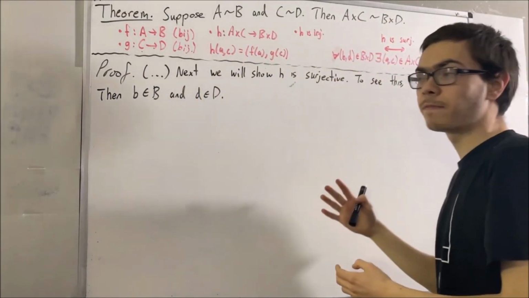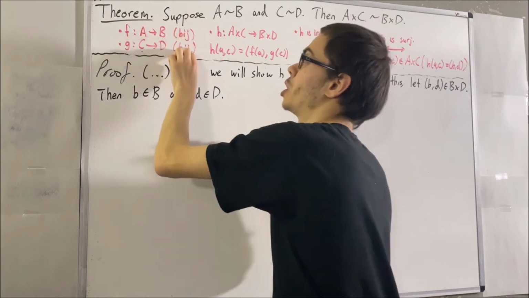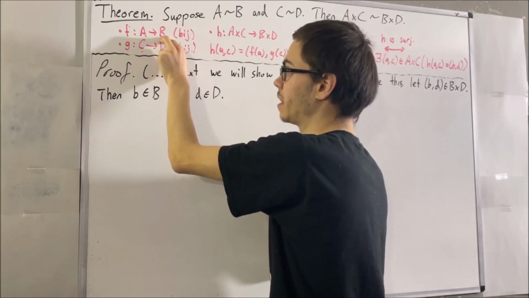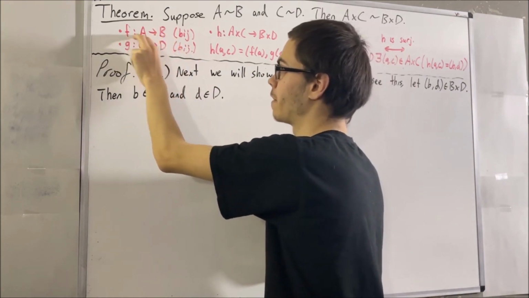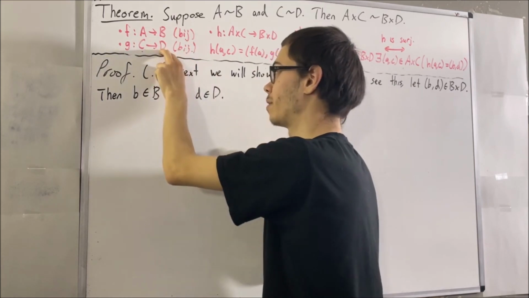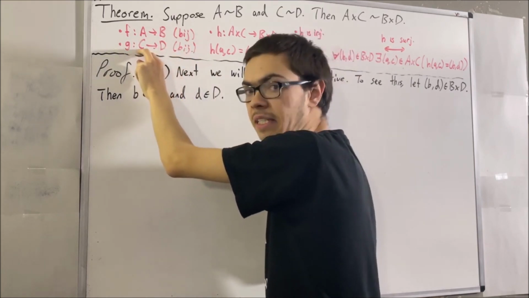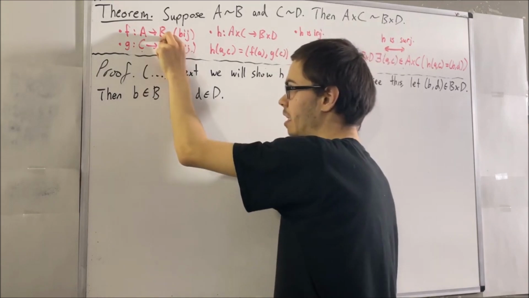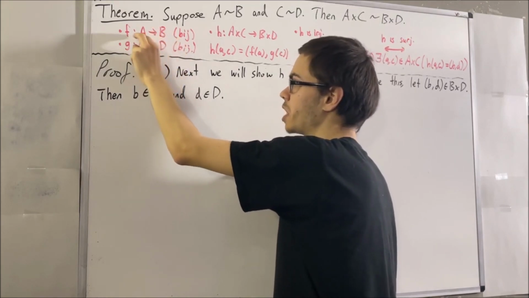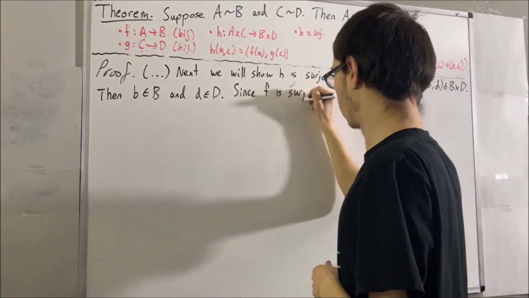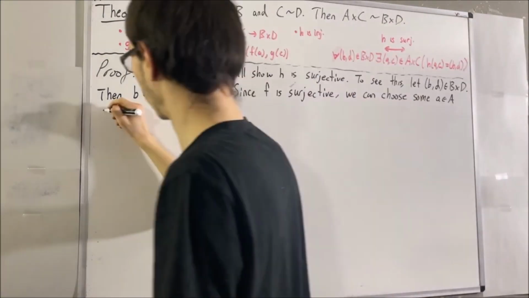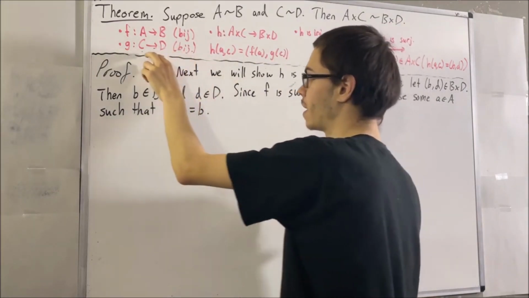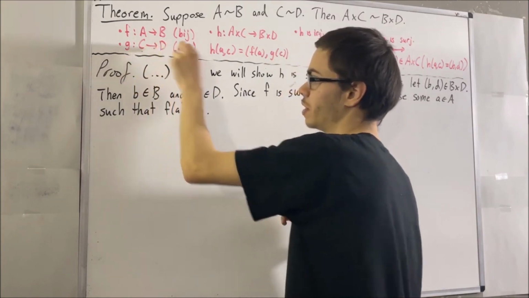But now we can use the fact that both f and g are surjective, right? If you recall, what that means is for every element b in B, there is an element a in A such that f of a is equal to b. And similarly, for every element d in D, there is an element c in C such that g of c is equal to d. So really, since b is an element of B, we can choose some element a in A such that f of a is equal to b. And similarly, since d is an element of D, we can choose some element c in C, such that g of c is equal to d.